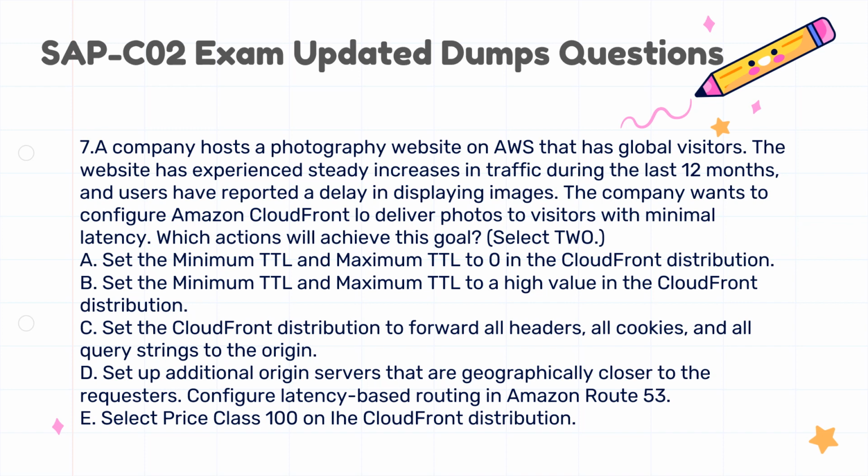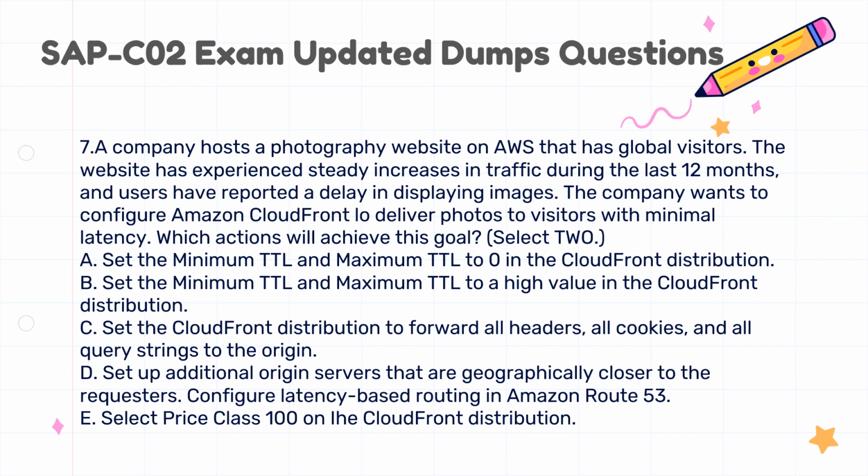7. A company hosts a photography website on AWS that has global visitors. The website has experienced steady increases in traffic during the last 12 months, and users have reported a delay in displaying images. The company wants to configure Amazon CloudFront to deliver photos to visitors with minimal latency. Which actions will achieve this goal?